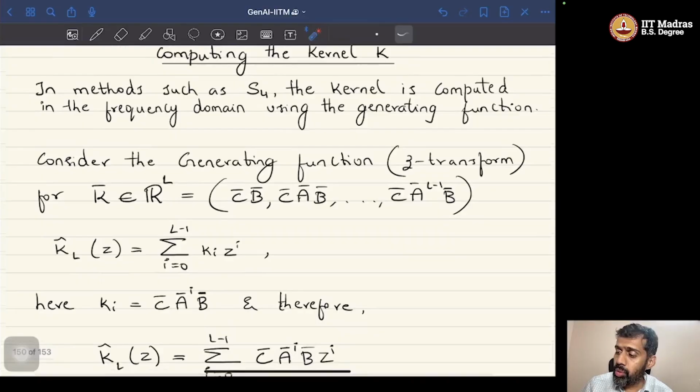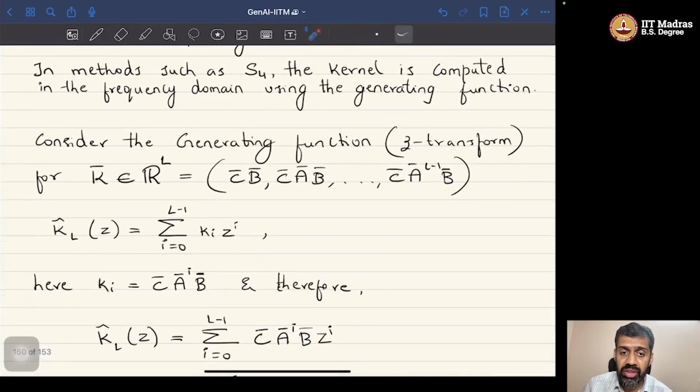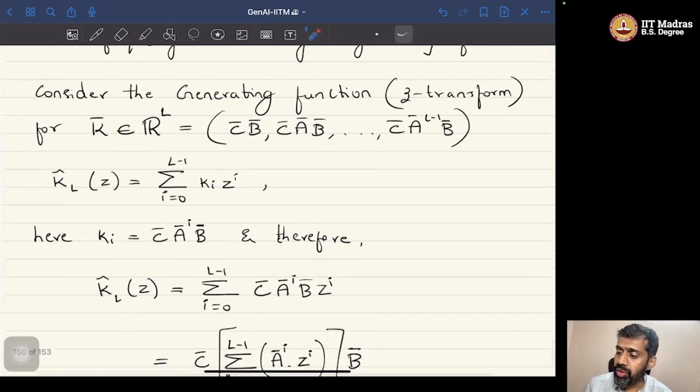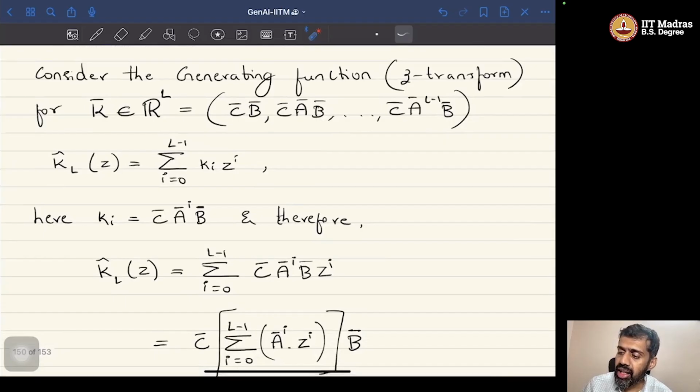Now, to compute that in the frequency domain, we'll have to first compute the generating function or the Z transformation, the truncated Z transformation for that. How do we do that? Let's call that k hat L of z, that is given by the summation of k_i times z to the power i, where i runs from 0 to L minus 1.